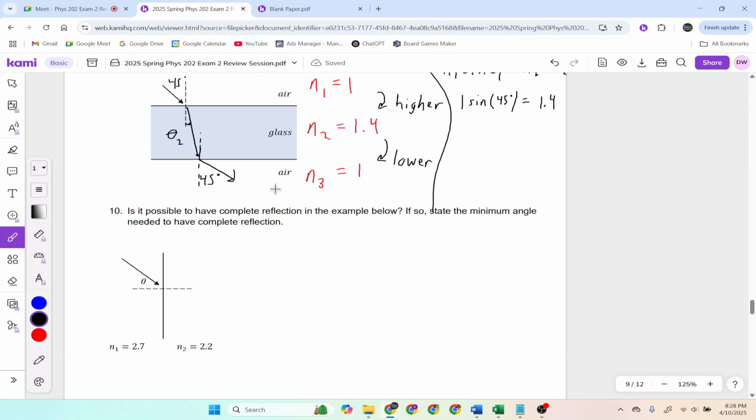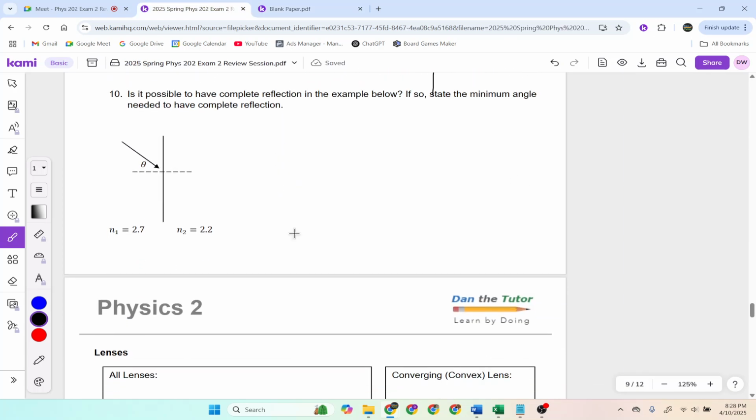Great. Now, number 10. Is it possible to have complete reflection in the example below? If so, state the minimum angle needed to have complete reflection. In other words, the critical angle. Well, let's think about this. We have n1 here, n2 here. Looks like I'm going to a lower index of refraction, which means yes, it's possible.